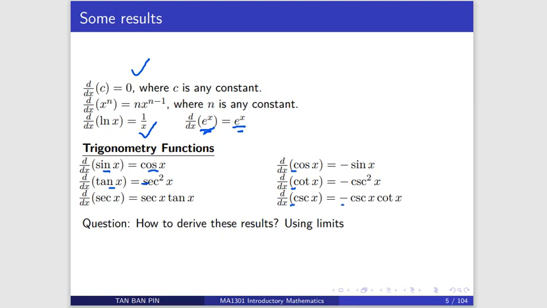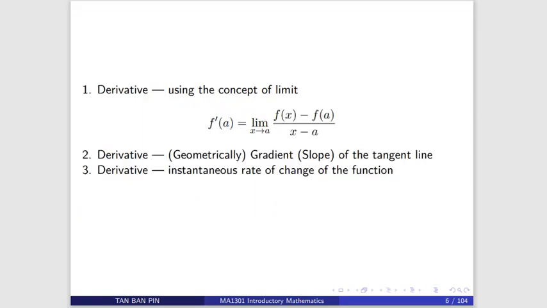In the introduction of this chapter, I want to ask this question: how to derive these results? All these results, I suppose you have seen before. My question is how to derive them. How do we know that differentiating sin x is cos x? How do we know differentiating x power n is n x^(n-1)? And the answer is using limit. Let's see how to use limit to find the answer.